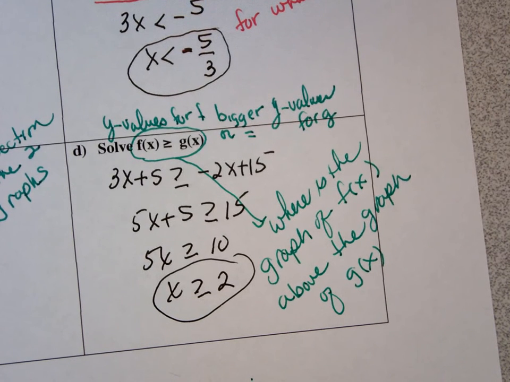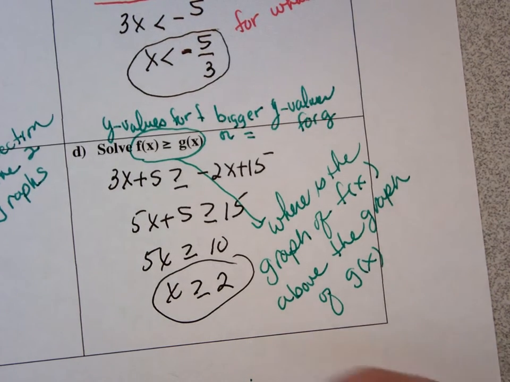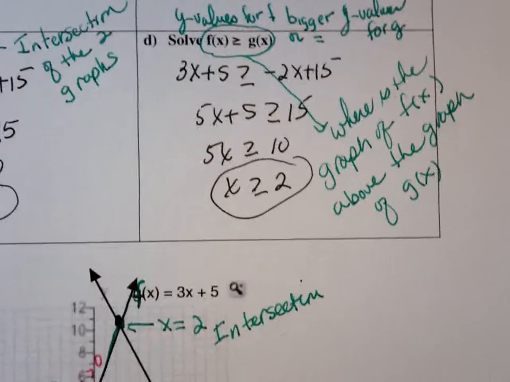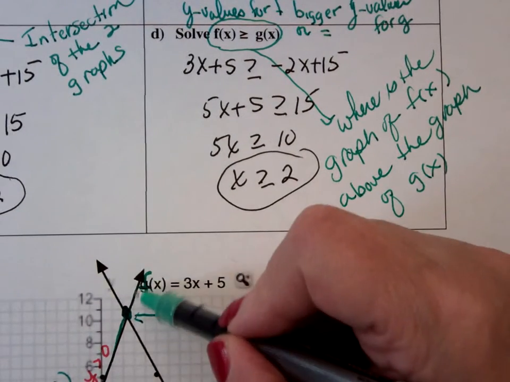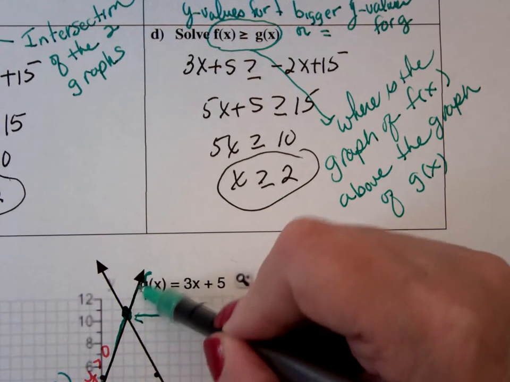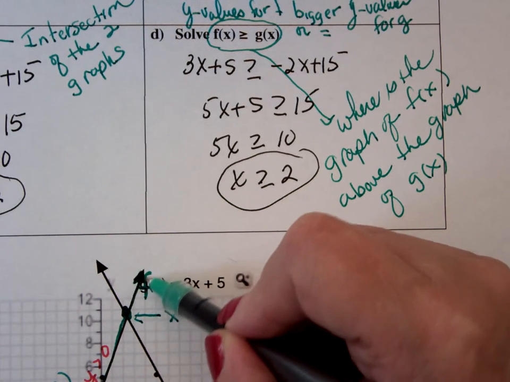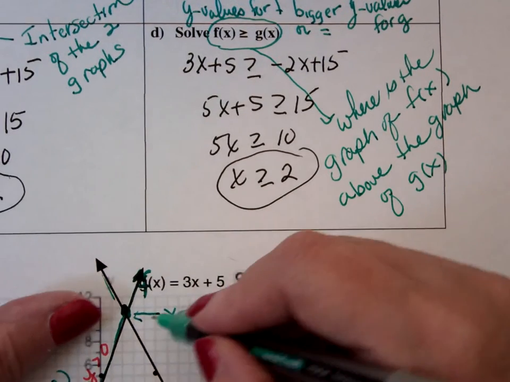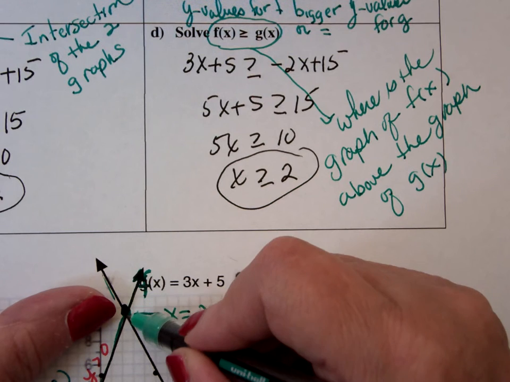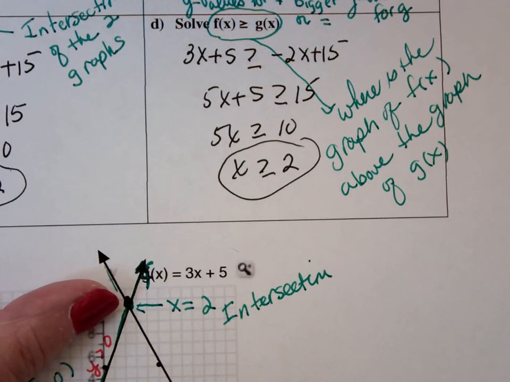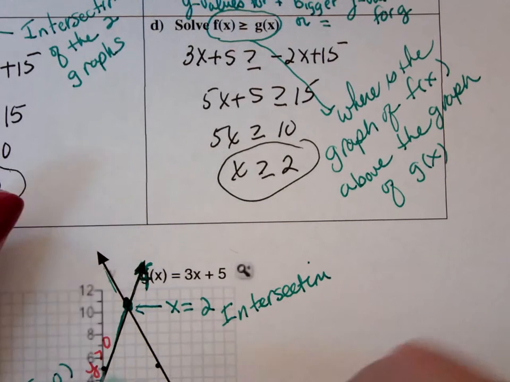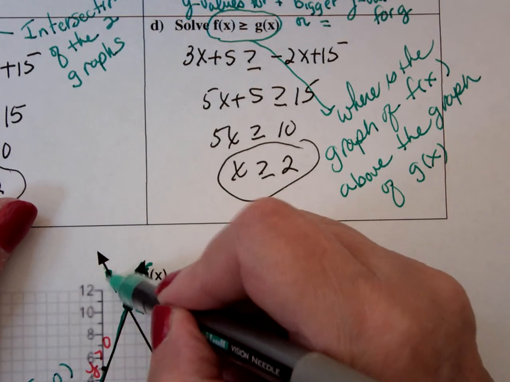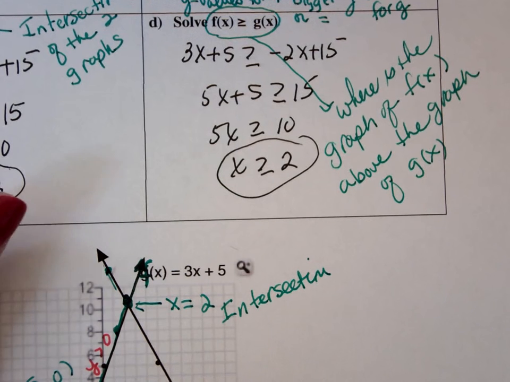That says I've got two graphs. One graph is going to be above the other. Where does it occur? So where is f above g? And if you notice, remember, here's the graph of f of x, and here's the graph of g. Notice that the graph of f of x moved above the graph of g of x at the intersection. Up until then, the y values on g were bigger than the y values on f.